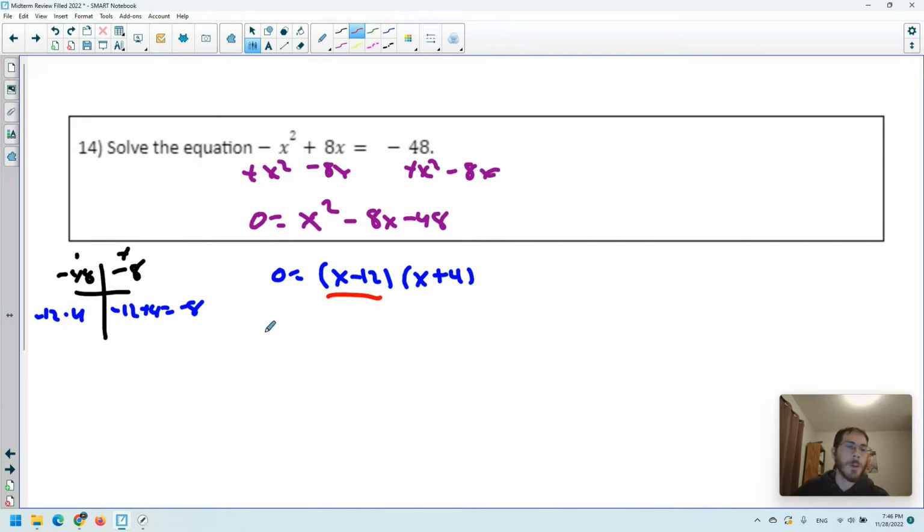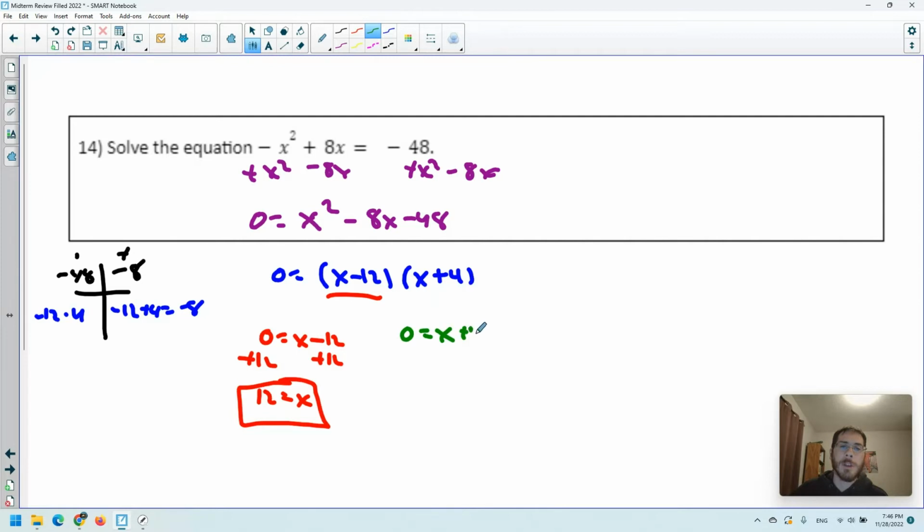And then we can use the zero product property. 0 equals x minus 12, so plus 12 both sides. So 12 equals x. That's one of the answers. And then for the other side, we have 0 equals x plus 4, so minus 4 both sides. So negative 4 equals x.